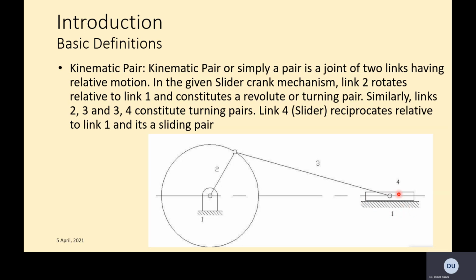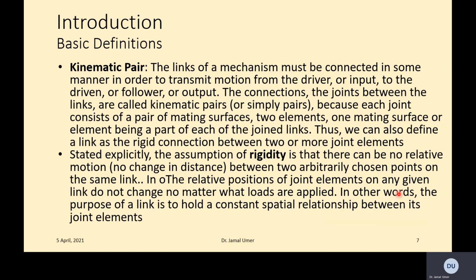All right. A little bit further explanation. For a kinematic pair, the links of a mechanism must be connected in some manner in order to transmit motion from the driver or input to the driven or follower or output. There are different names to indicate input and output. So within a kinematic pair, we are transmitting motion from one source to the output.